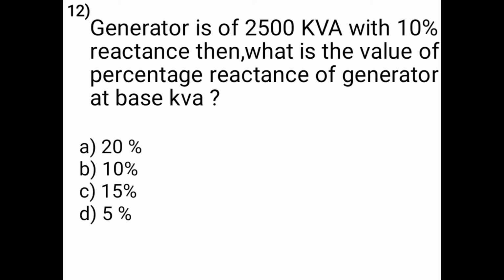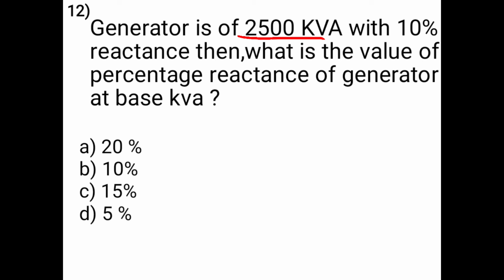Here, for the higher rating, we consider the base kVA. Base kVA is 2500 and the percentage reactance at rated kVA is 10%, and we calculate the percentage reactance at base kVA. Our formula is: percentage reactance of generator at base kVA is equal to base kVA upon rated kVA multiplied by percentage reactance of generator at rated kVA.